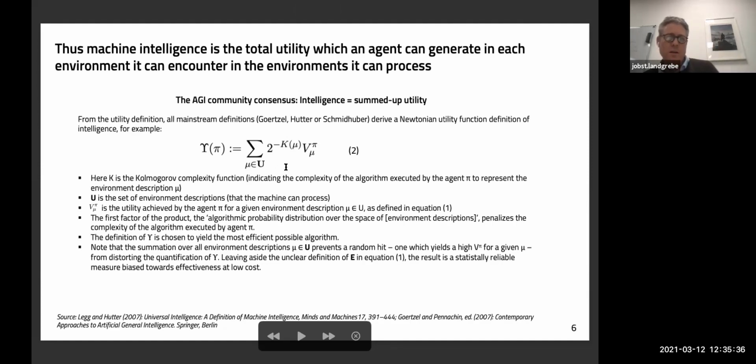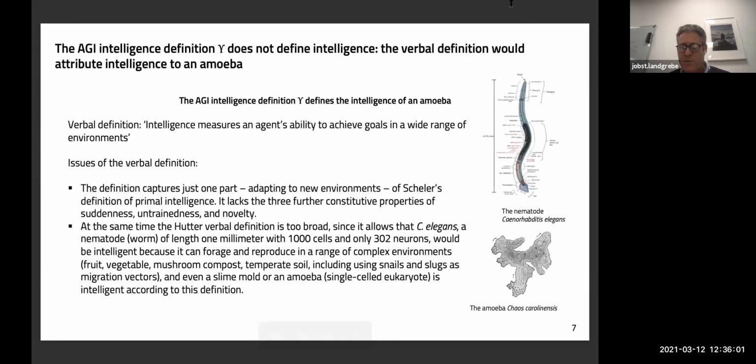So that's basically a very classical computer science definition of utility. It just shouldn't be confounded with intelligence. So to say this is intelligent is nonsensical, as we will see in a minute. But it's chosen to yield the most efficient possible algorithm, that's for sure. So it's computationally correct to use this Kolmogorov complexity function term. The problem with the definition is that it is actually defining the intelligence of an amoeba.